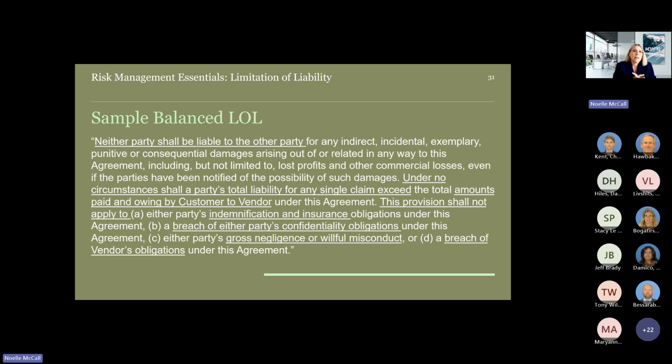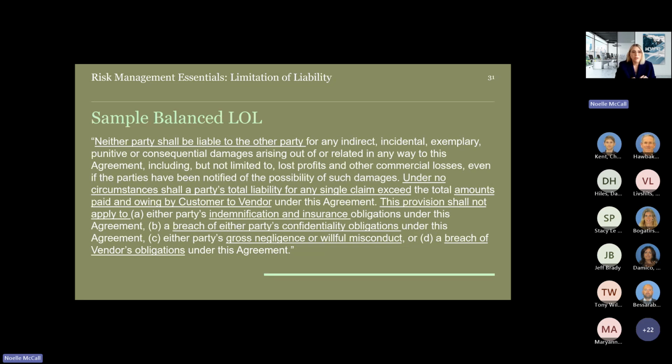Here's an example of a balanced limitation of liability clause, where it's in both parties' favor. So neither party shall be liable to the other party for all these indirect damages, even if the parties have been notified of the possibility of such damages. Under no circumstances shall one party's total liability for any single claim exceed the total amounts paid by and owing by customer to vendor under this agreement.